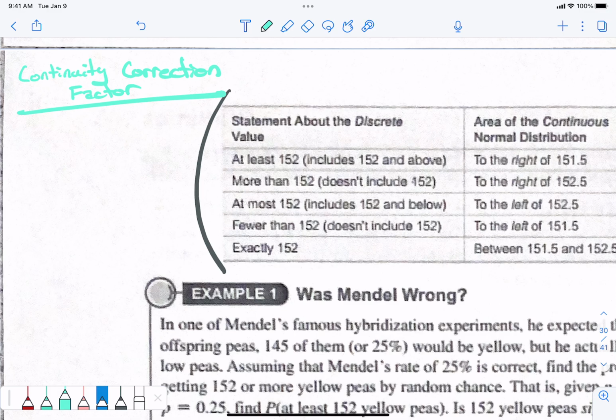Okay, write this at the top. If they ask for this value, the continuity correction factor. The continuity correction factor, they will ask you for this, and I'm going to show you these scenarios, okay, what these will look like. Draw some bell curves off to the side over here.